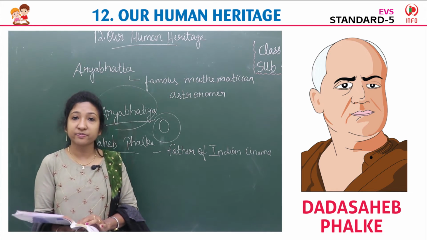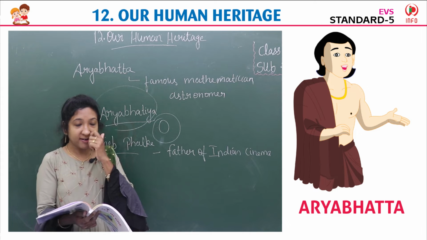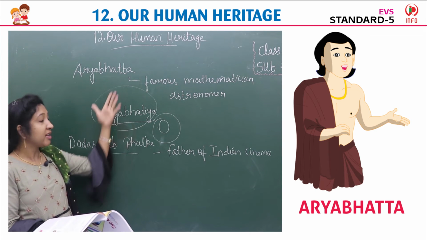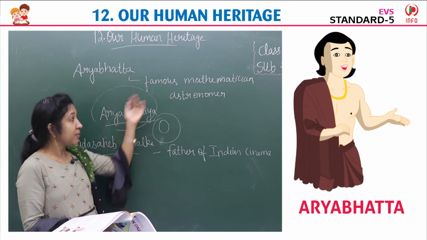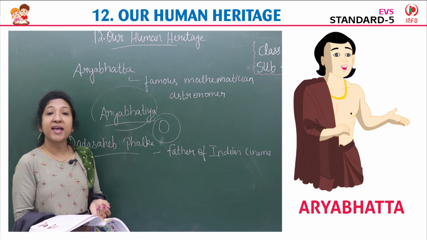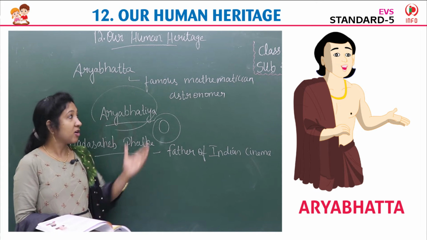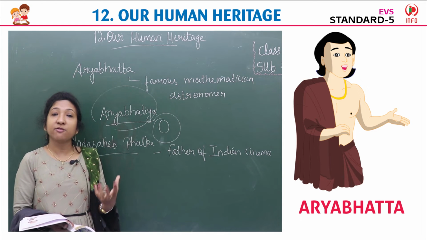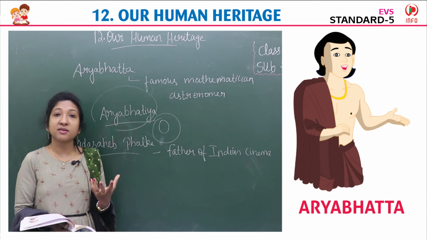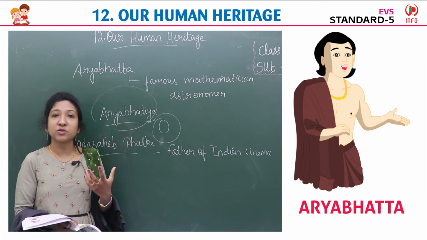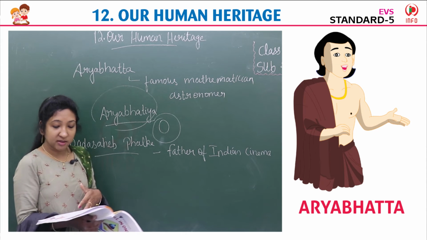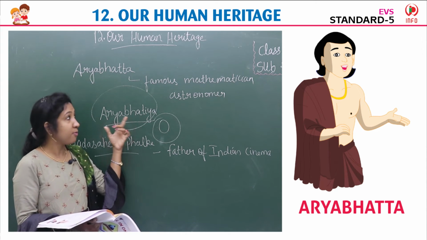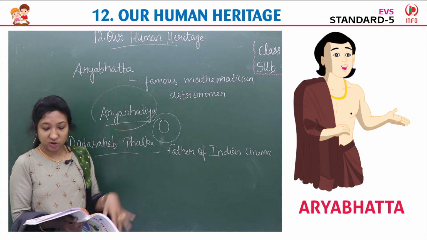Okay, children? Yes, children, so we learned now about Aryabhatta and Dada Saheb Phalke. Aryabhatta was a great mathematician and also an astronomer, isn't it? An astronomer is a person who studies different celestial bodies, objects in the sky like the sun, moon, stars, etc. His famous work is Aryabhatiya. Here we can see the combination of both mathematics and astronomy.